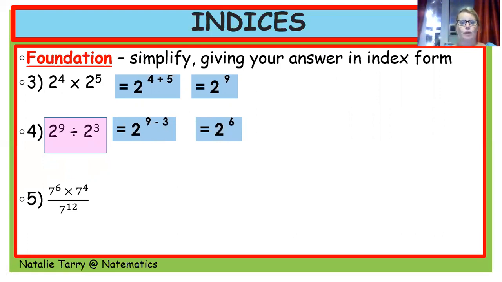Don't fall for a common mistake where people say, well, actually 2 divided by 2 is 1. So that's 1 to the power of 6. No, you keep the base exactly as it is. The whole, the big number, the base.